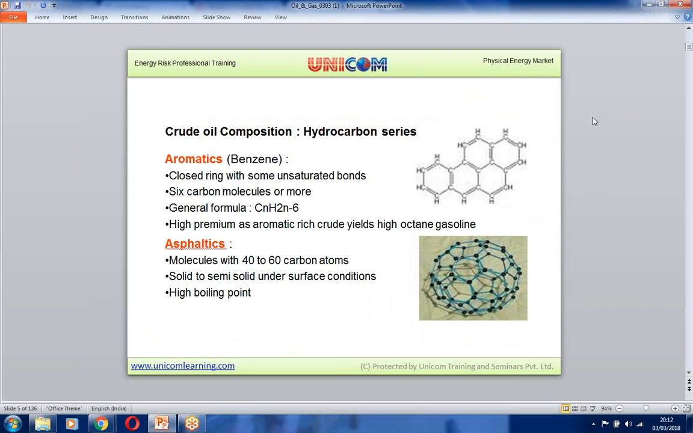aromatics is highly desired. Then come the asphaltics, which are molecules with 40 to 60 carbon atoms, solid to semi-solid under surface conditions, which have a very high boiling point.